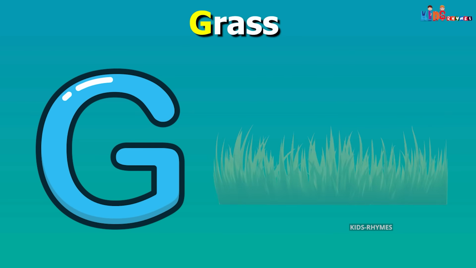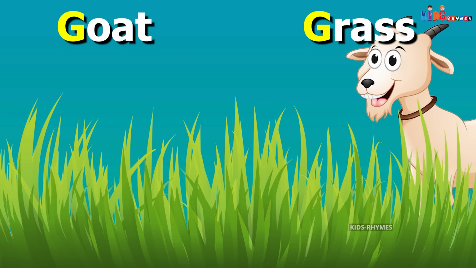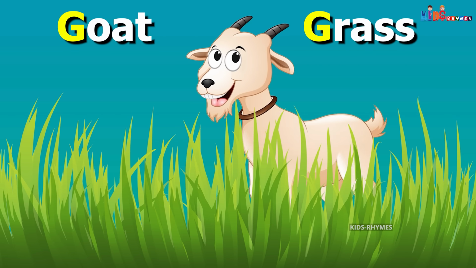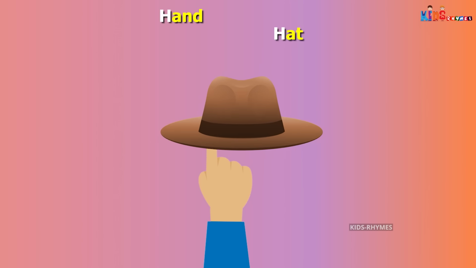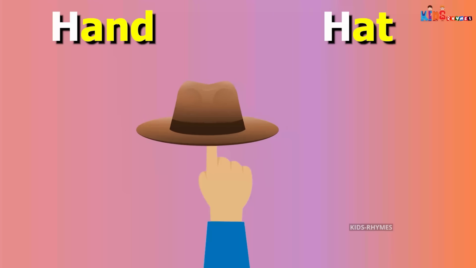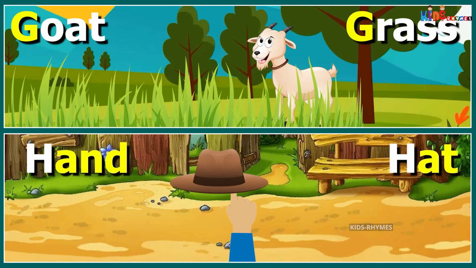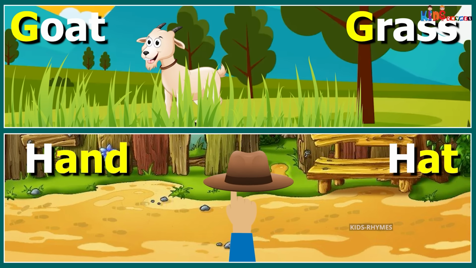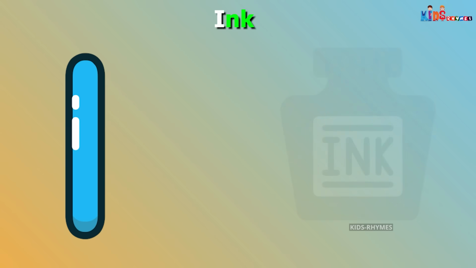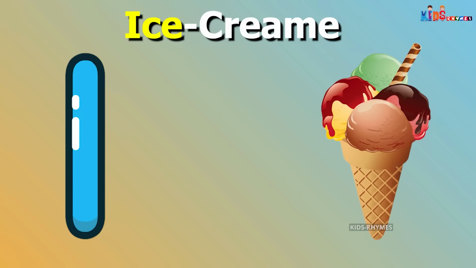G for grass. G, g, g. H for hand and H for hat. H, h, h. I for ink and I for ice cream.